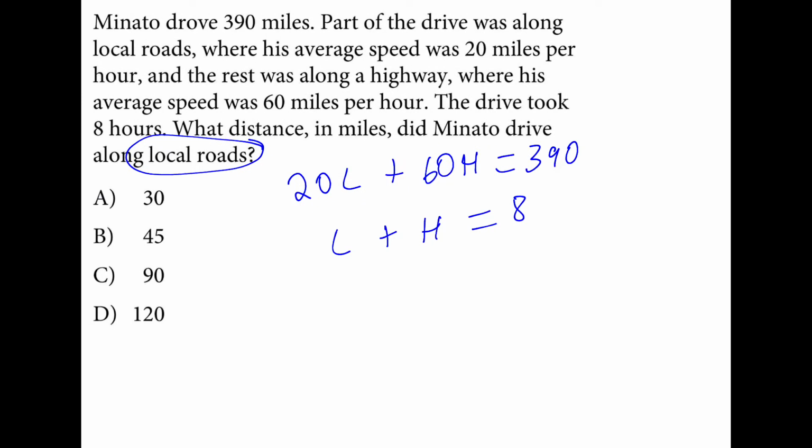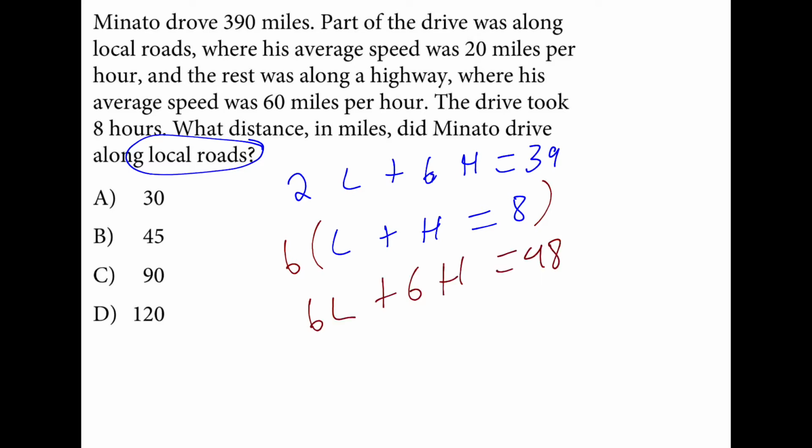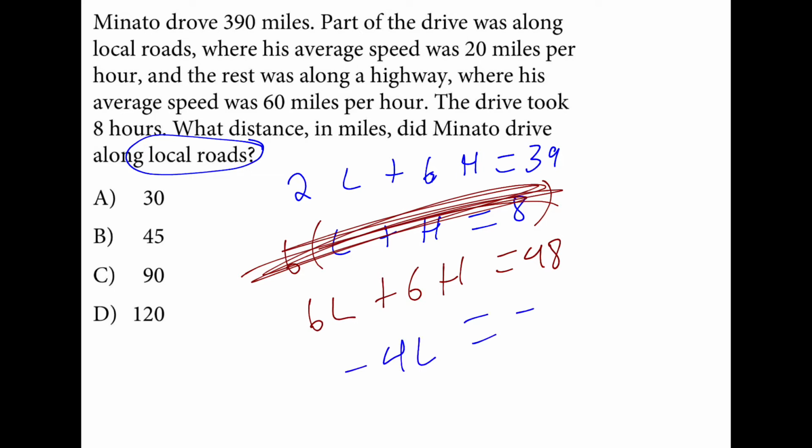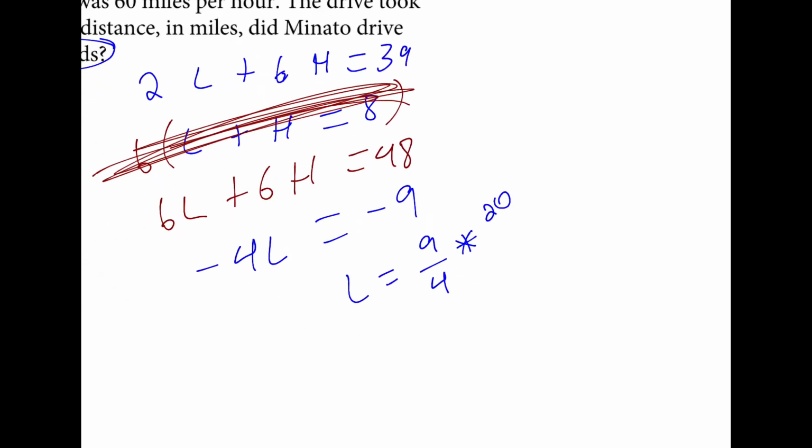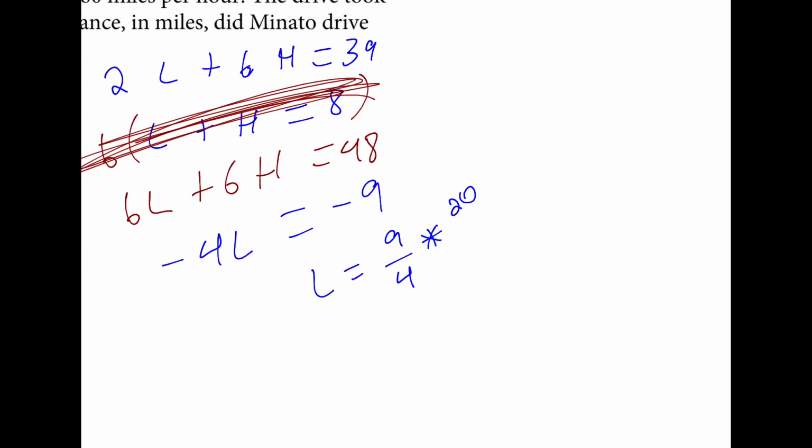I'm going to do the same trick that I did in the last problem where I divide the top equation by 10. It's quick and simple. Then I'm going to multiply the second equation by 6. That way, I can eliminate. So here's the new equation, and now my H's line up. So if I subtract straight down, I have negative 4L is equal to negative 9. So L is equal to 9/4, which then I'm going to multiply by 20. So 20 times 9 is equal to 180. And if I divide that by 4, I'm looking at 45.